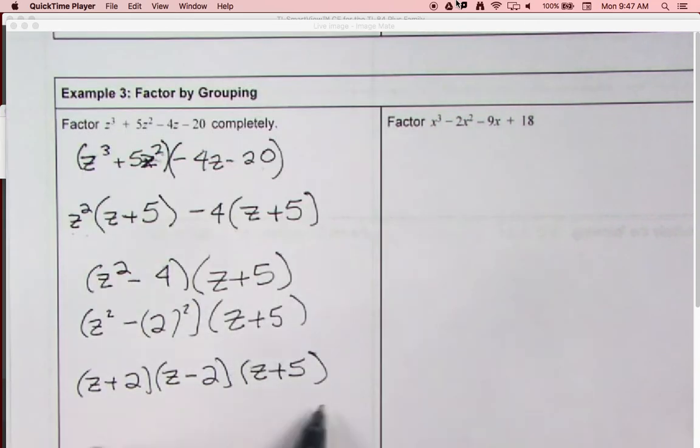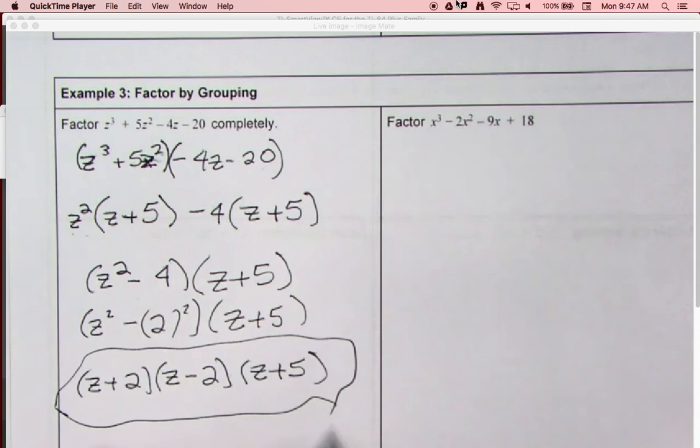This is now factored completely. And if we want to do other things with this, if we're asked to, we can go ahead and do that. But we're just asked to factor this completely. So we're all done.